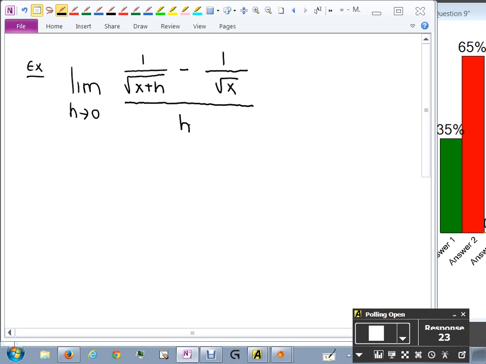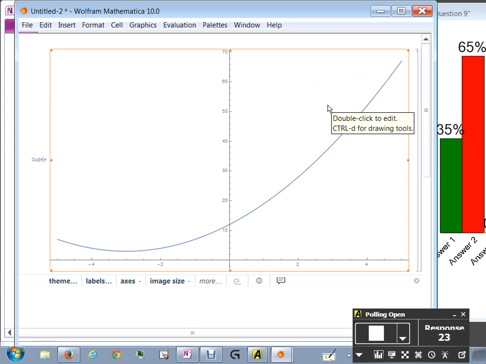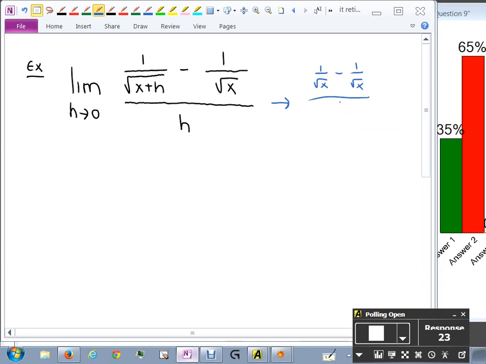So there is a limit. And I want to know what's happening as h goes to 0. So just try plugging 0 in. You would get 1 over root x minus 1 over root x, all over 0, wouldn't you? When this h goes away, it's just 1 over root x. But 1 over root x minus 1 over root x is 0. So you get 0 over 0, don't you? Which is not good.